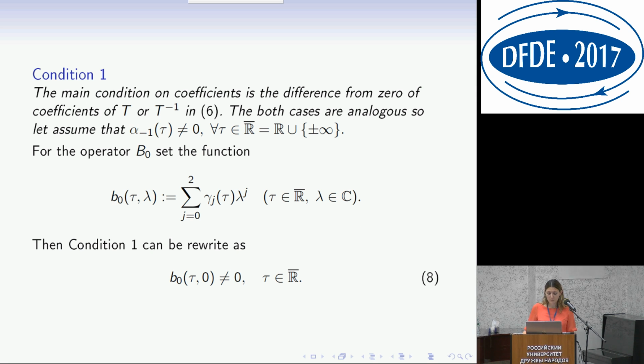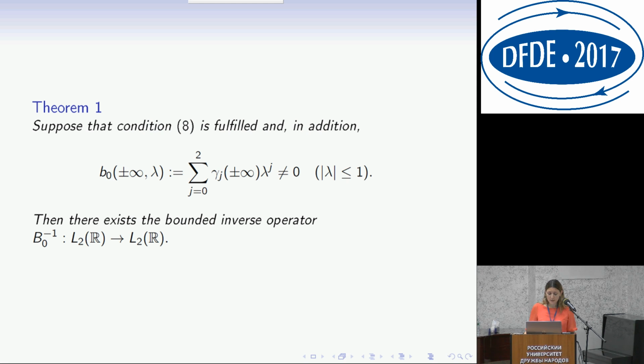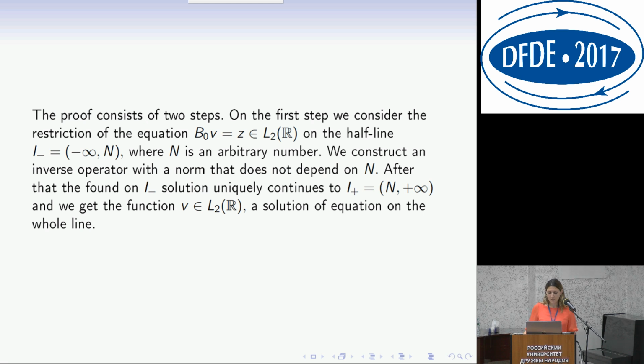If we set the function b0 like this, then this condition, alpha minus 1 isn't equal to 0 for any tau, can be rewritten as follows, as 8. And here we obtain the main result: if the condition 8 is fulfilled, and in addition we have these conditions fulfilled, then there exists the bounded inverse operator b0 minus 1. The proof consists of 2 steps.